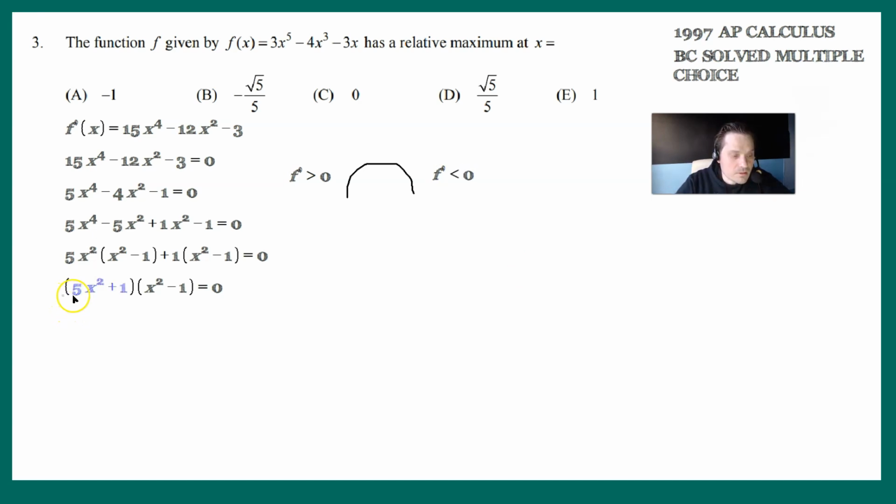When you look at the actual factor form of the derivative, this part right here, 5x squared plus 1, this is always greater than 0 right here. So that doesn't contribute anything to the sign. The part that contributes something to the sign is x squared minus 1, because that can be positive or negative. 5x squared is always positive, because you're squaring. We add 1, it just keeps it positive the entire time. In other words, this is always a positive value here. So the sign change has to come from x squared minus 1.